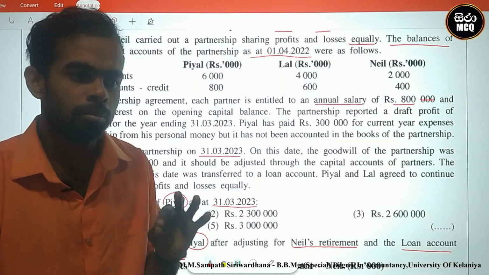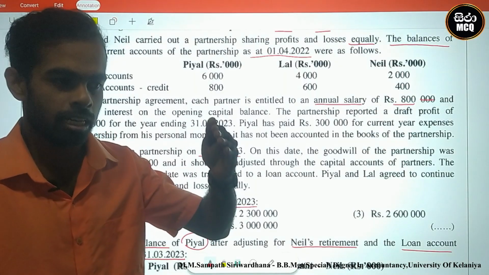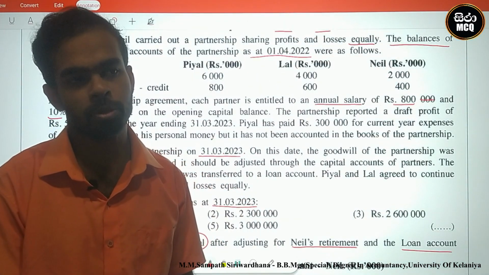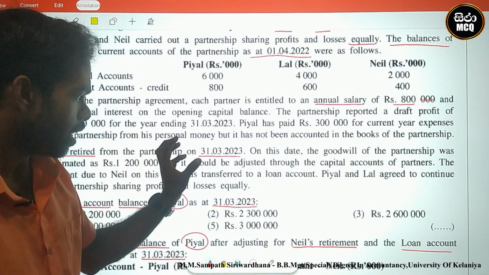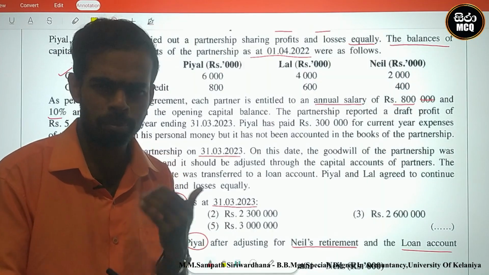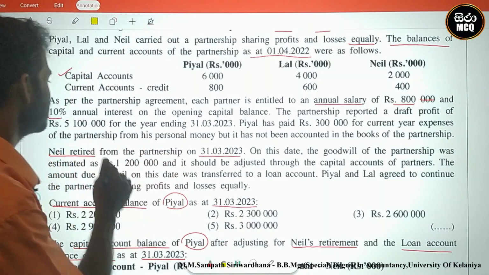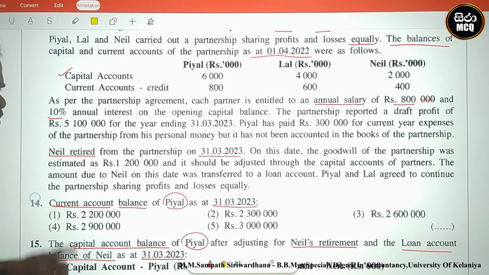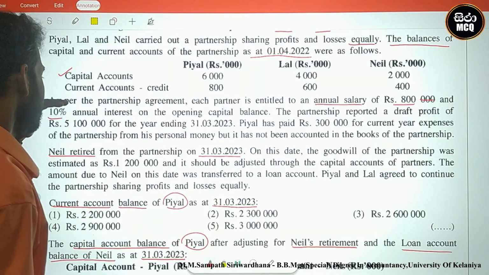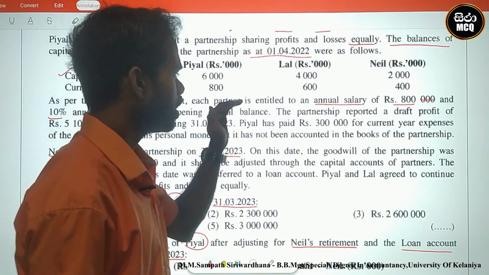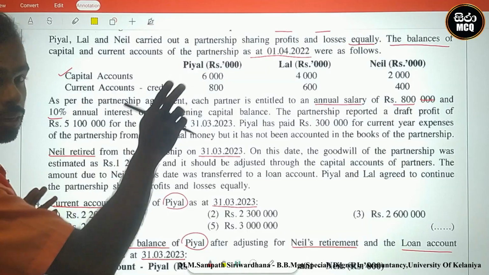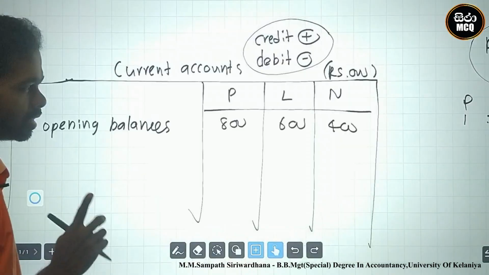Therefore, the old agreement should be applied. After the retirement, the new agreement is carried out. The retirement is the current year closing date, therefore the old agreement should be applied. The old agreement means these old agreement sentences and criteria. As per the partnership agreement, each partner is entitled to an annual salary of 800. There are 3 partners, and the annual salary is 800.